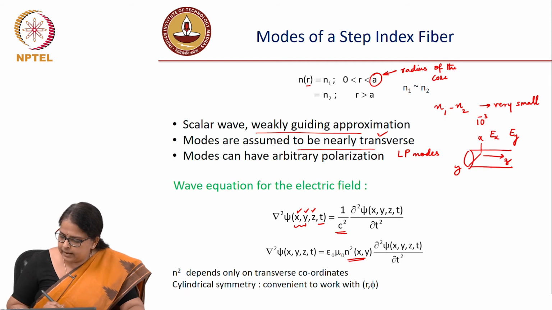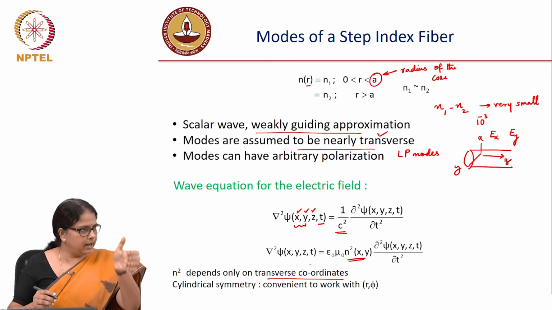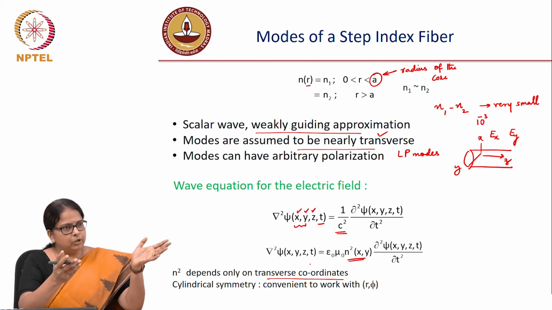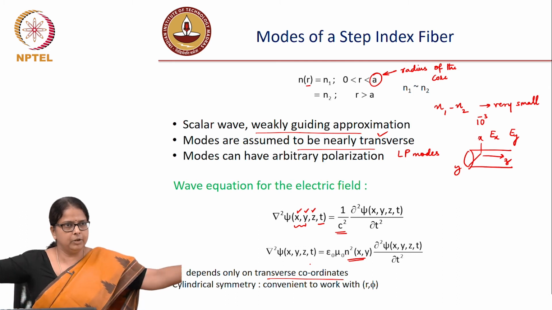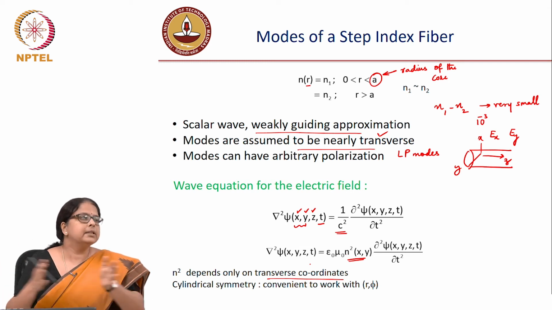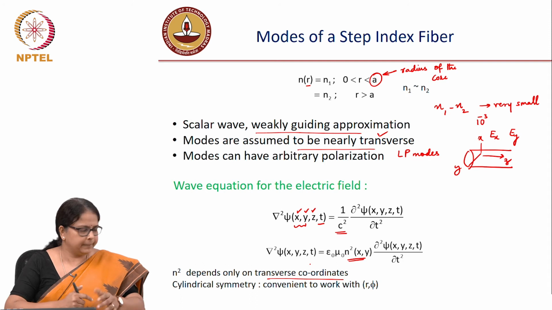This n square now depends only on the transverse coordinates, because you have the fiber and, as I already told you, the assumption is that the fiber is uniform along its length. So it does not matter whether I solve at a specific z location, because n is a function of only x and y.